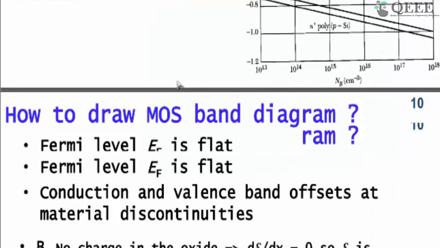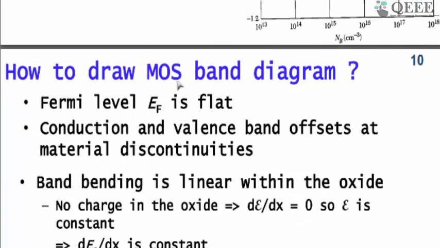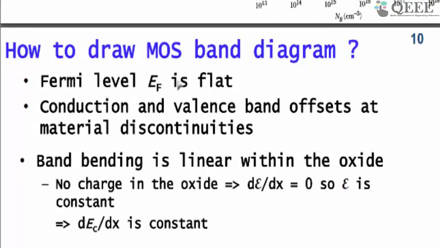So let me recap how to draw the MOS band diagram. We are utilizing the principle that the Fermi level should be flat, and since we are moving from different materials, from metals to oxides to semiconductors, there exist discontinuities for the conduction band and the valence band edges. You have to keep in mind this is not there for homogeneous materials.